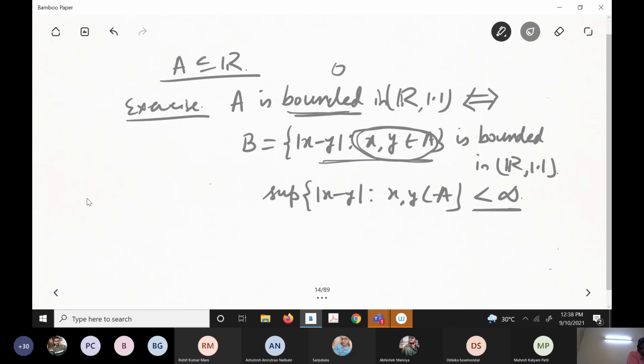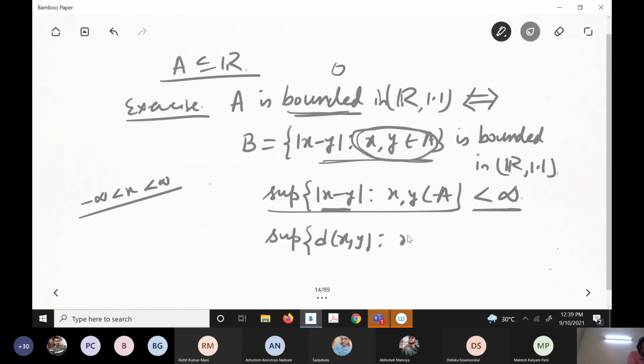If you have a negative number, then you need to say something like minus infinity. It means it's a real number. But here anyway it is non-negative. Now look, the advantage of this is I can immediately translate into any arbitrary metric. So what will happen? I replace this with d(x, y). If this happens, then we say that A is bounded in X.